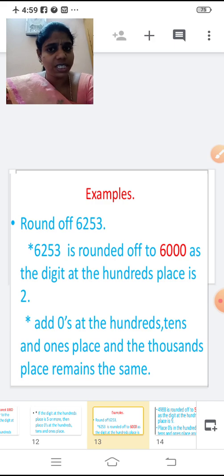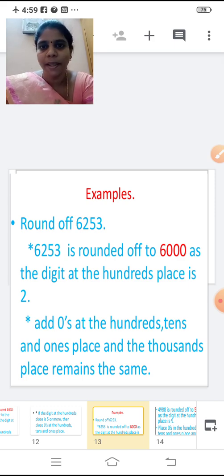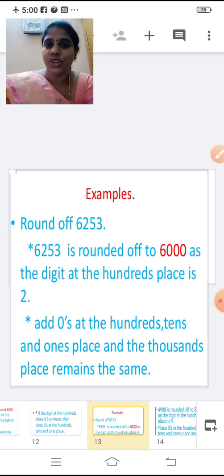Whether thousands place will change? No, thousands place will remain as it is. What digit we are having in the thousands place? 6. So 6 will not change. So 6,000. 6,253 is rounded off to 6,000. Since the digit at the hundreds place is less than 4, I am placing zeros at the ones, tens and hundreds place, and the thousands place will remain as it is.